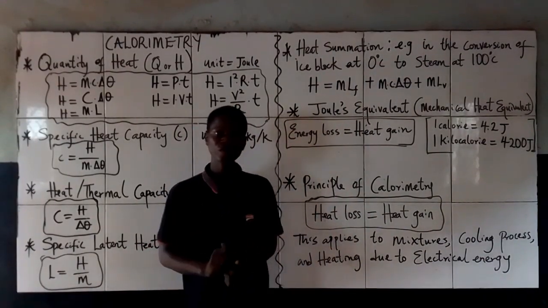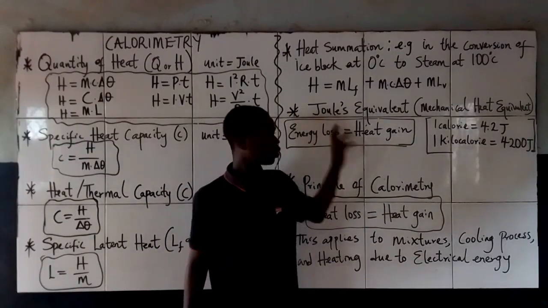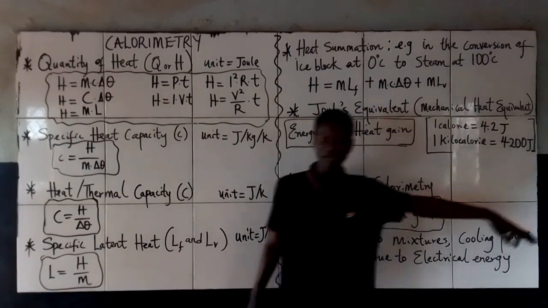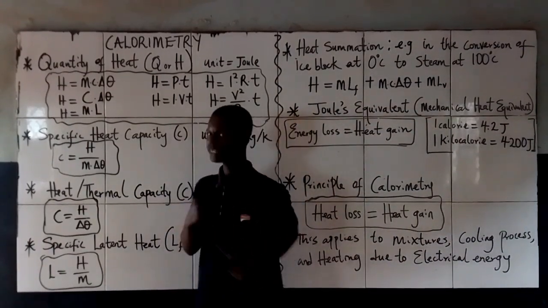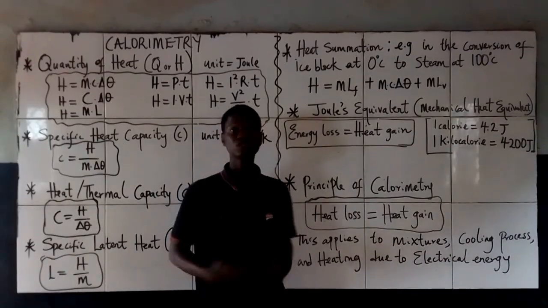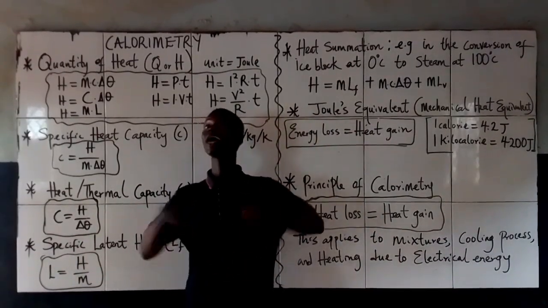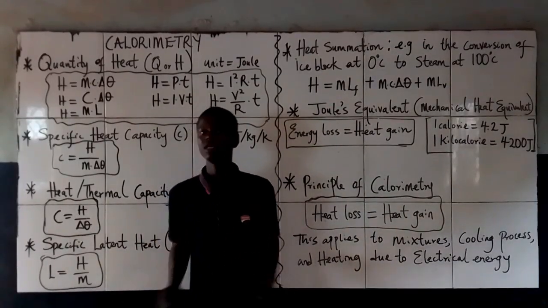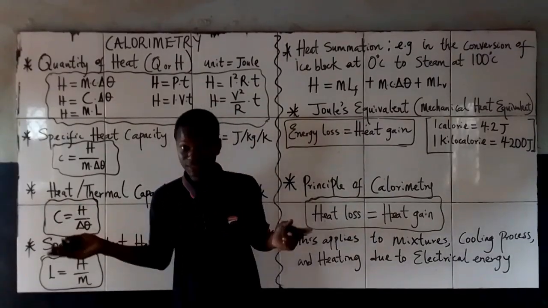Now we know that, moving on to something else called Joule's equivalent. Joule's equivalent, also called mechanical heat equivalent. This is talking about, sometimes you notice that when work is being done, some energies tend to be what? Lost. Let's say due to friction, let's say due to air resistance and the likes. Now those energies that are lost, is it that they just disappear? Those energies, is it that they just cease to exist?